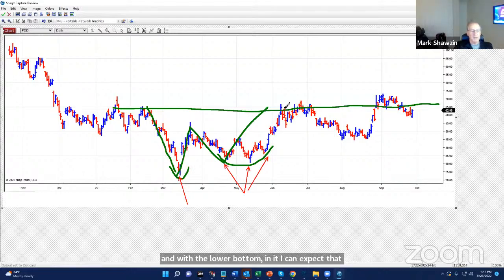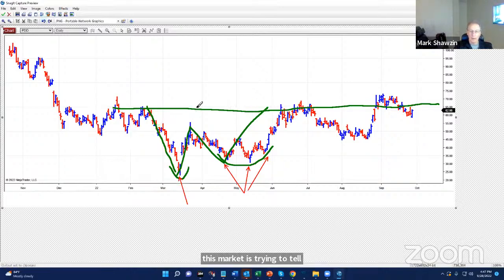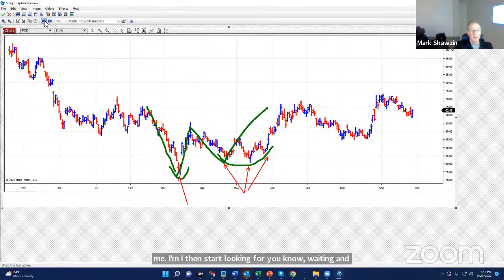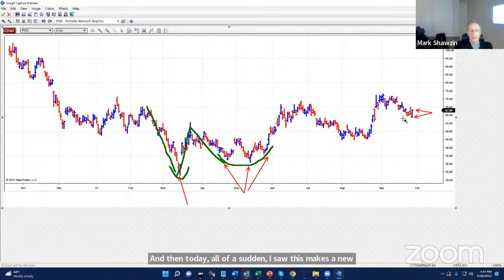So now, once I understand what this market is trying to tell me, I then start waiting and waiting and waiting. You don't need to jump the gun. The market will tell you when to get in. You can see that this has been weeks and weeks of just going sideways to lower. And then today, all of a sudden, I saw this. Makes a new low, close on the high. This is what I call my key reversal.